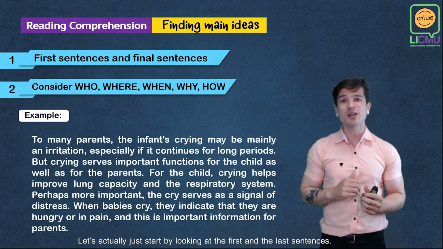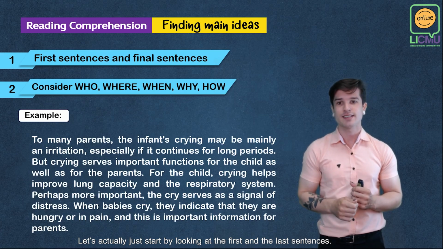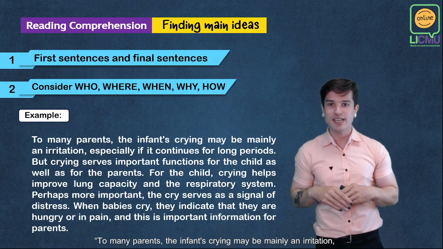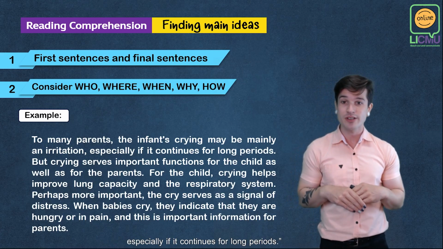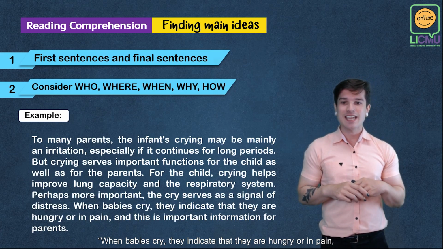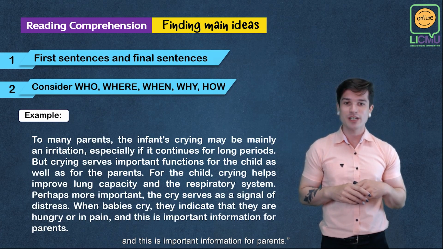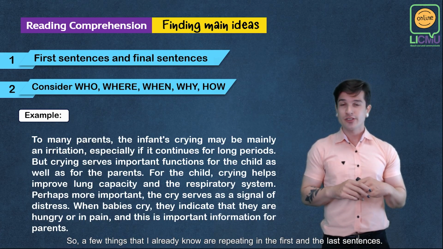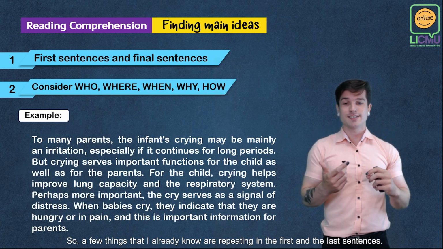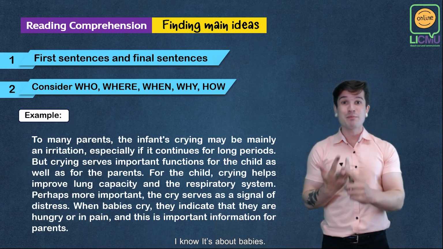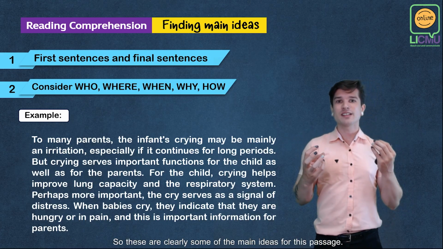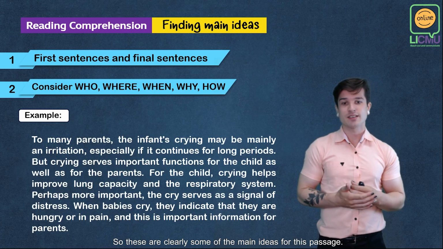Let's actually just start by looking at the first and the last sentences. "To many parents, the infant's crying may be mainly an irritation, especially if it continues for long periods." And then the last sentence: "When babies cry, they indicate that they are hungry or in pain, and this is important information for parents." So, a few things that I already know are repeating in the first and last sentences. I know it's about crying, I know it's about babies, and I know it's about parents. So these are clearly some of the main ideas for this passage.